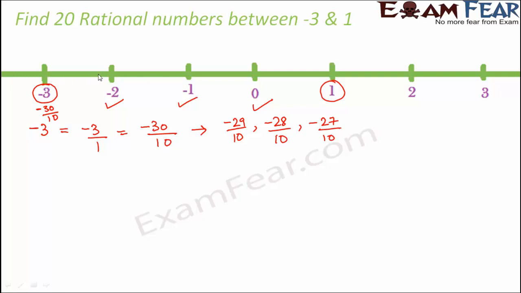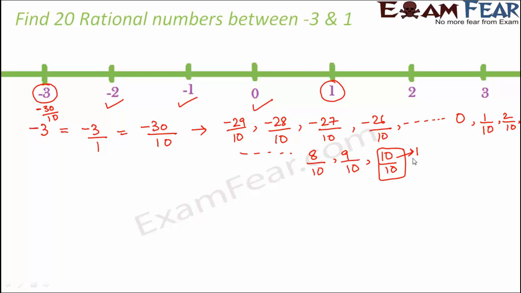So we are gradually coming towards minus 2. So minus 26 by 10. And like this, it will reach till 0. So gradually minus 25, 24, 23, 22, 21, 20, then 19, 18, 17, 16, 15, 14, 13, 12, 11, 10 and like that, it will reduce till 0. And again, after 0, it will be like 1 by 10, then 2 by 10. And like that, it will again reach up to 8 by 10, 9 by 10, 10 by 10. So this 10 by 10 would actually be 1. So starting from here till here, all these numbers lie between minus 3 and 1.